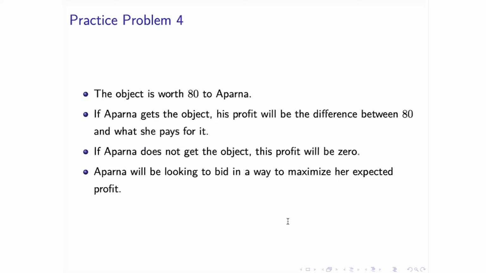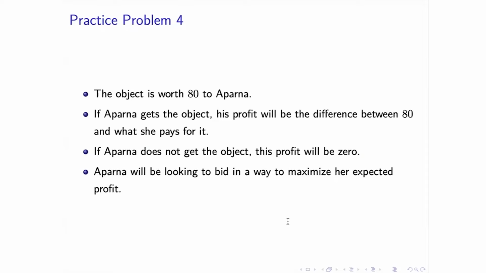Okay, now let's consider a particular scenario where the object is worth 80 to Aparna. In the setup of a first price auction, this information is only available to Aparna, right? It's not available to the seller, and it's not available to Bhaskar. We are now thinking about the problem in terms of what Aparna is going to do under different cases, okay? So in this scenario, Aparna values the object at 80 and knows this valuation, okay?